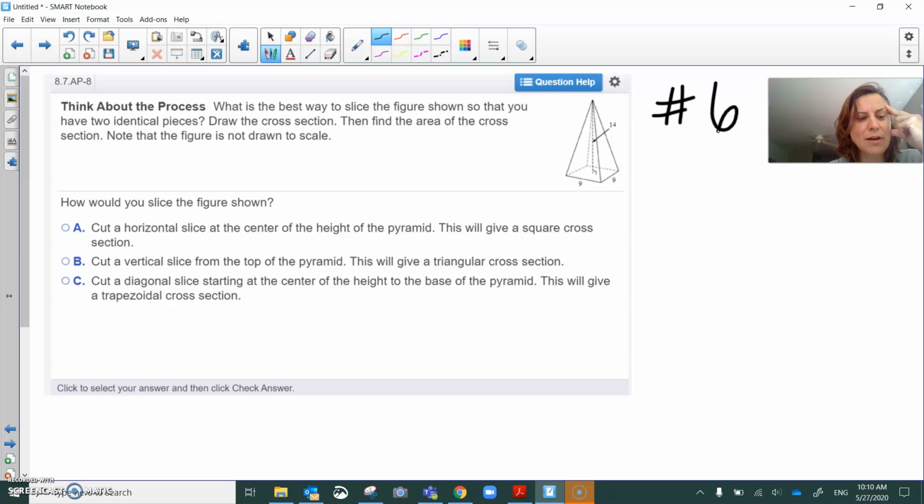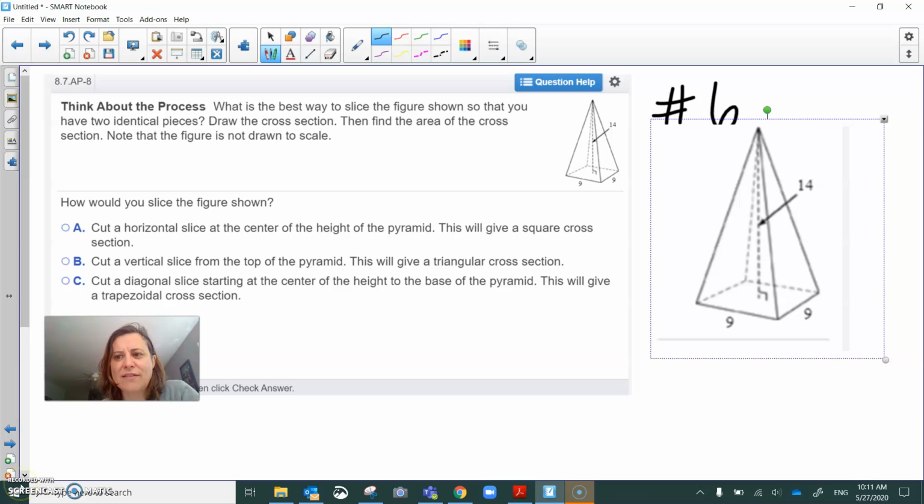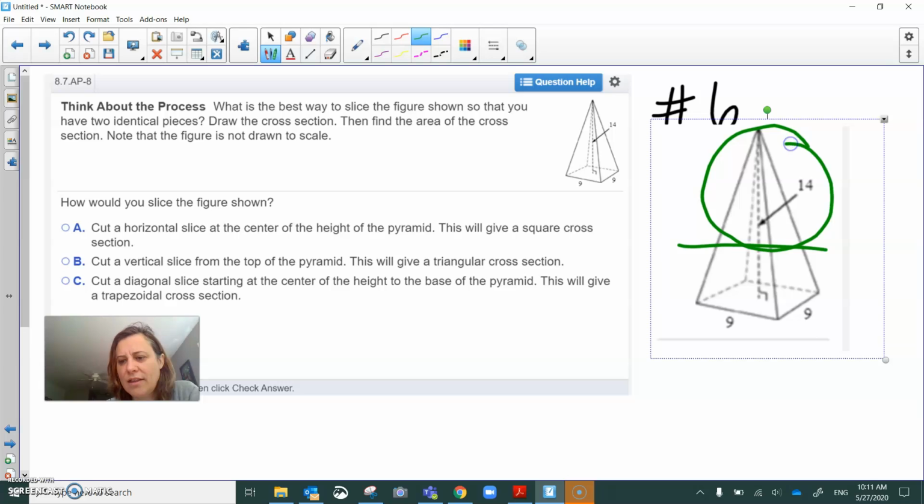Whoa. Okay, let's make that figure bigger, shall we? The magic of the pause button. Okay, so here it is. It's larger. We're not going to slice it horizontally because the pieces that it would leave are this piece and this piece, and it says we want 2 identical pieces. So it's definitely not going to be a horizontal slice. So that means it's going to be a vertical slice.